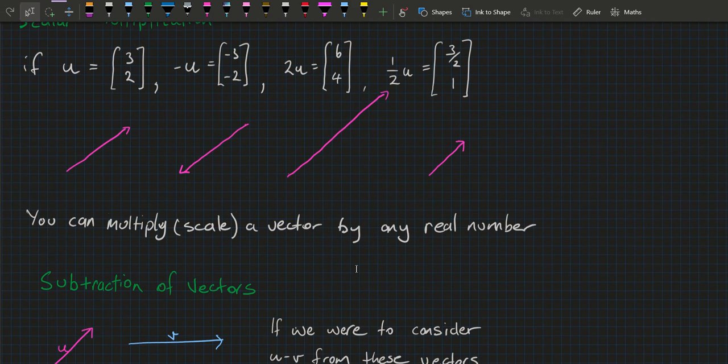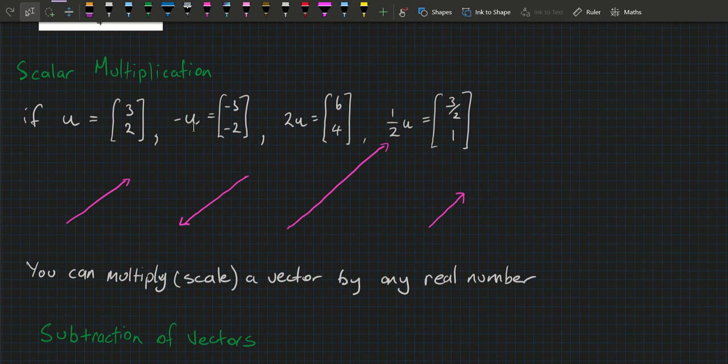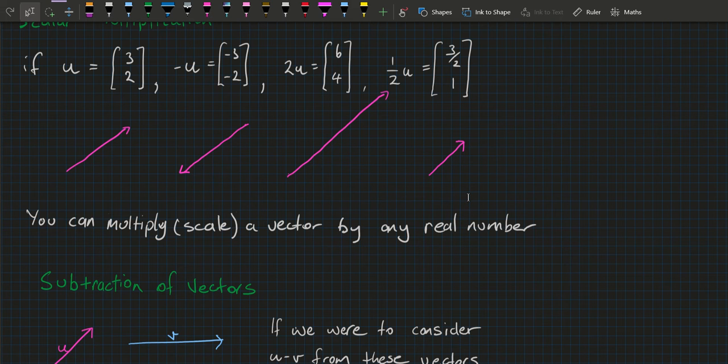Scalar multiplication is easy to understand when you think about the column vectors, but also geometrically. I've got this u here. This is supposed to be (3, 2), I hope it looks like that. So minus is sort of the same vector going in the opposite direction. 2 times it is sort of the same vector again, but 2 times as long, and you can see it with the column matrix there. And half, you can scale it by a smaller number. Okay, so in fact you can scale these by any real number.